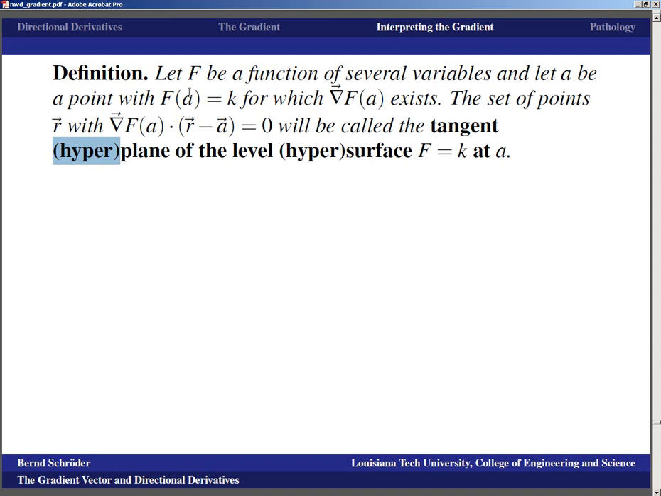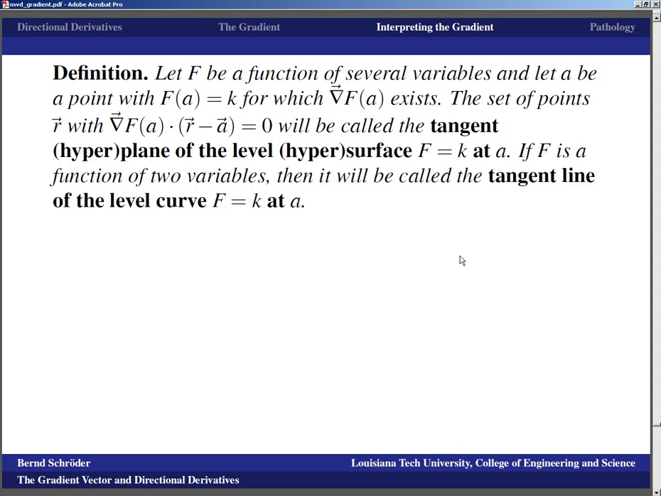Basically, when this is a function of three variables, this would really be called the tangent plane. However, if it's a function of four variables, it would be called the tangent hyperplane. And f equals k for a function of three variables is a level surface. For functions of more than three variables, it's often called a hypersurface. That's just indicating that we're in dimensions that are so many that visualizations get really, really hard. If it's a function of two variables, we'll call this thing the tangent line of the level curve.